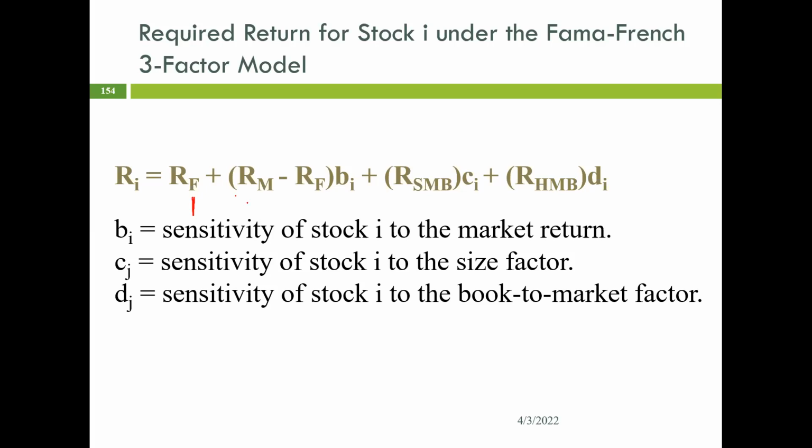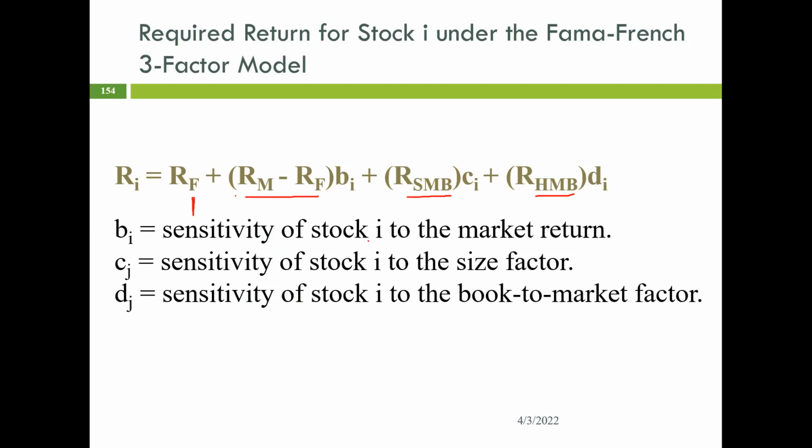This is the risk-free rate. This is the excess market return. This is small minus big, or the size factor. This is high minus low, that is what we call the book to market value factor. Value factor, size factor, and the market. So likewise, this is the 3 factor model. So with the data, you can apply this one also. You can test.